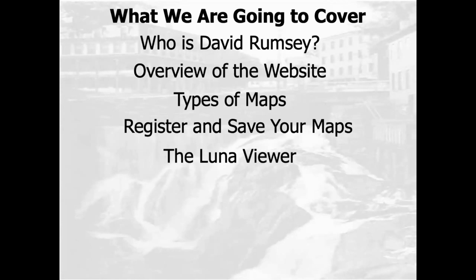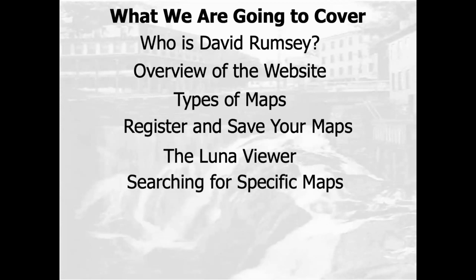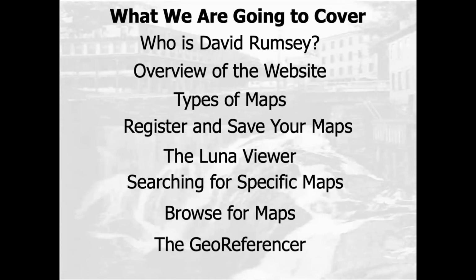The Luna Viewer is the way that maps are presented and viewed on the David Rumsey site. It's a very robust and powerful tool, and you'll see how that works. And we'll do some searching for specific maps. So I'll show you how that works. And then we'll actually do browsing for maps and take a look at the georeferencer, which is a powerful tool for superimposition of historic maps on current day maps.